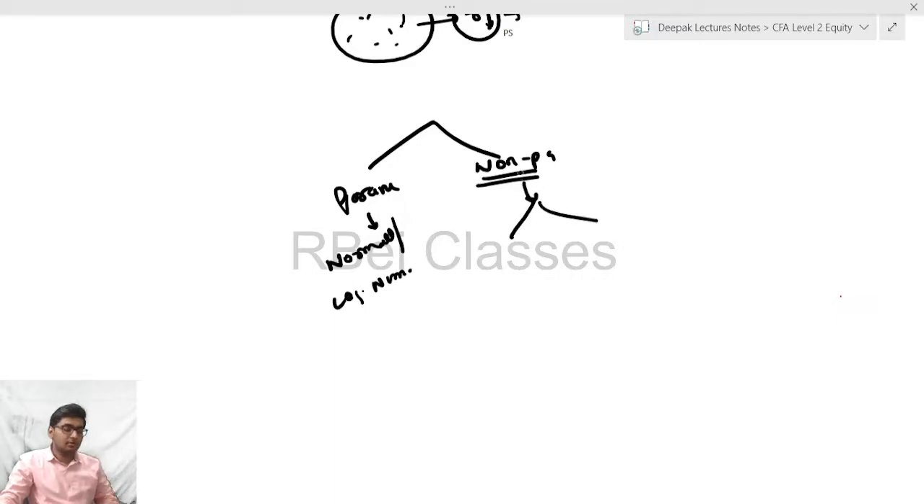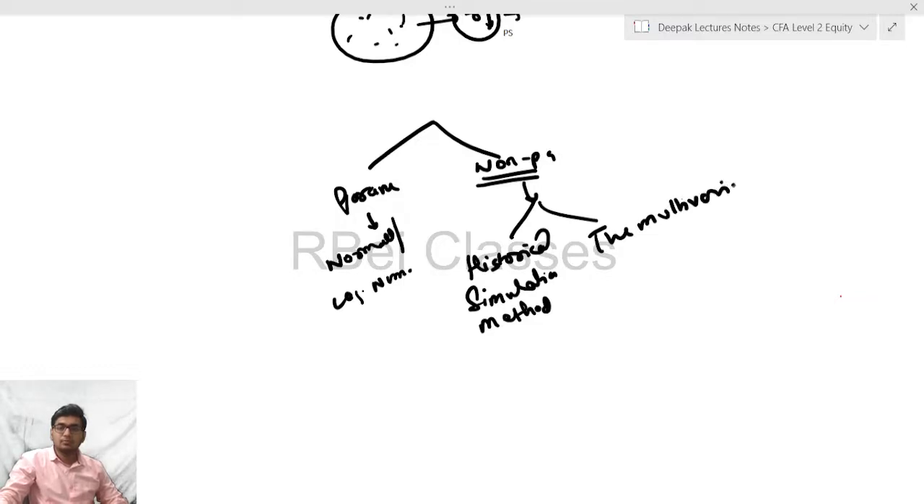So here you have two methods to actually find out the VAR. One is the historical simulation method, and the last is the multivariate density estimation method. Clear? The multivariate density estimation method.